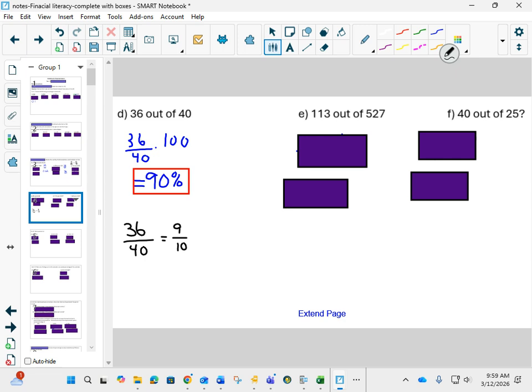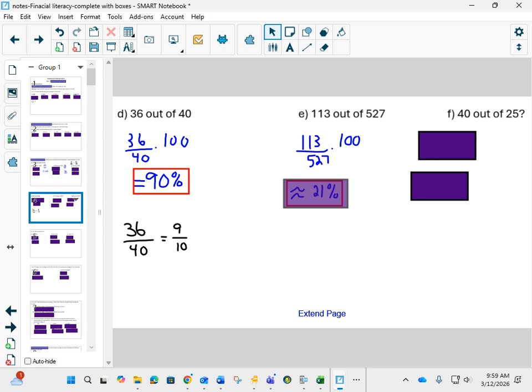And 9 out of 10 is easy to see, the same as 90 out of 100 to get 90%. Okay, this one though, definitely need a calculator.